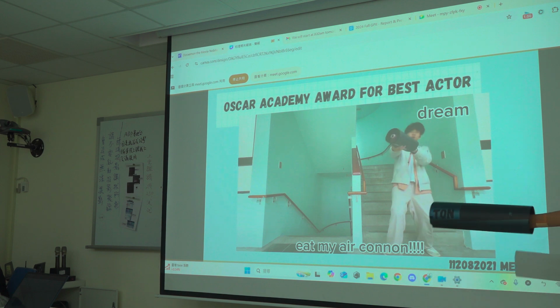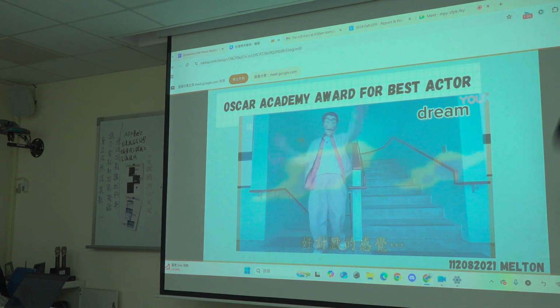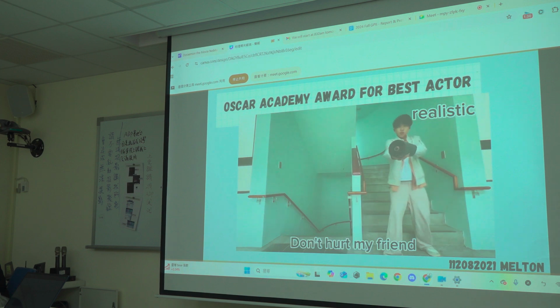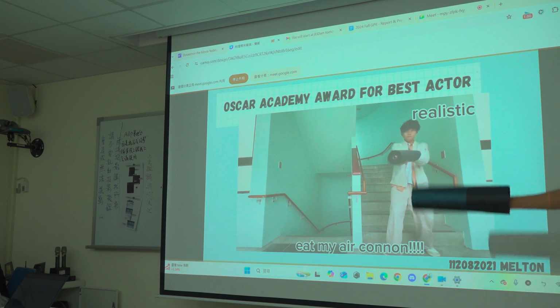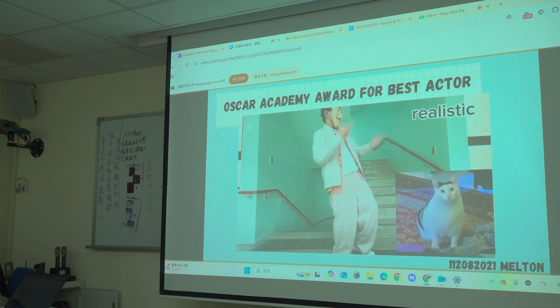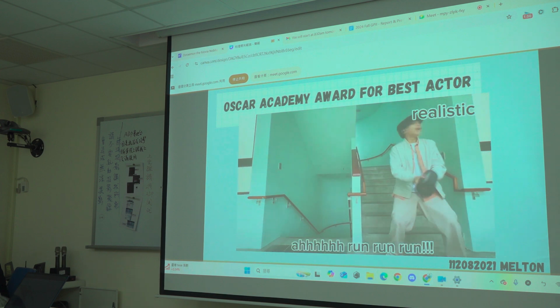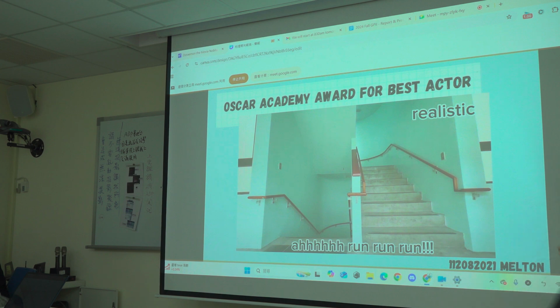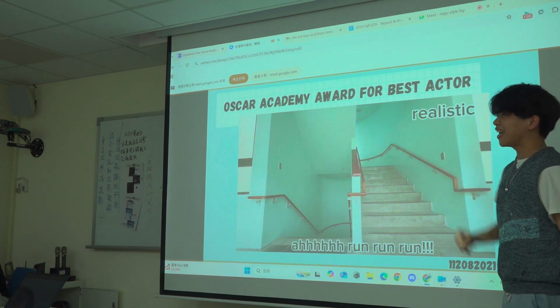In my air cannon, boom! It's Pikachu. It's wrong. Don't hurt my friend. Pew. Huh? The enemy didn't hurt. So the Doraemon ran away. Yeah, this is realistic. Oscar Academy Award for Best Actor.